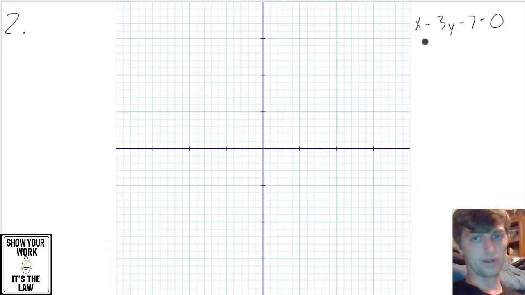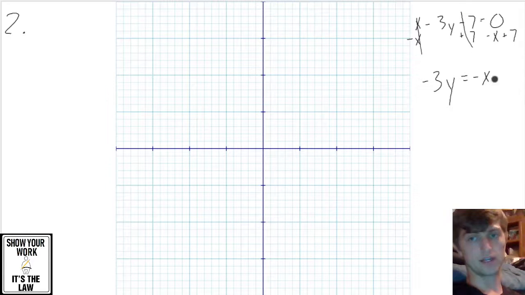So first thing we want to do is get rid of the adding and subtracting parts. So subtract an x, add a 7, and what we do to one side we'll do to the other. Subtract an x, add a 7. That gives us negative 3y on this side equals negative x plus 7. And then to get y by itself, we divide by negative 3.